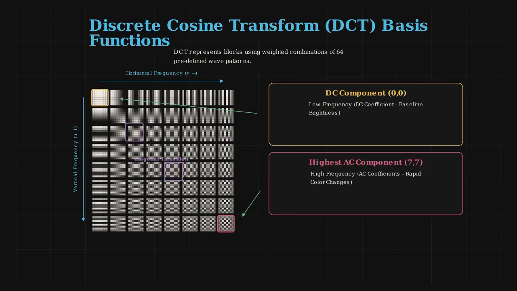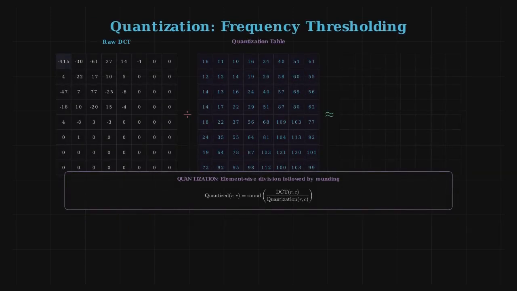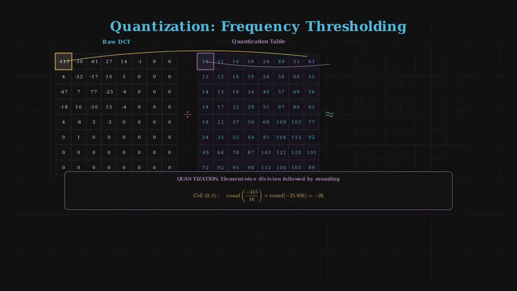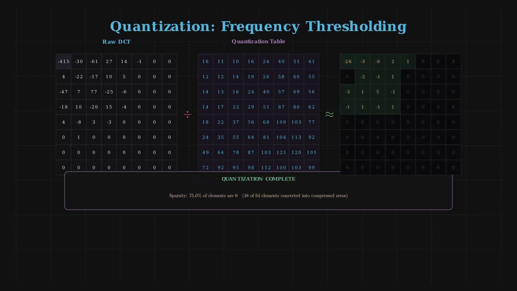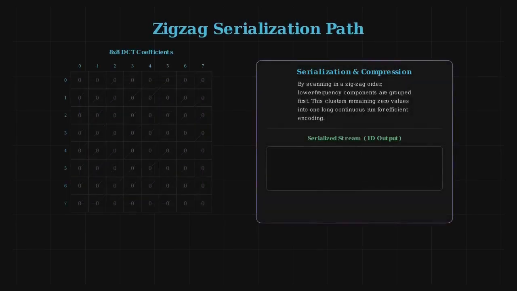Next comes quantization, where the actual compression occurs. JPEG divides each frequency coefficient by a corresponding value in a quantization matrix and rounds to the nearest integer. Because human eyes ignore high-frequency noise, these high-frequency coefficients are divided by large numbers, rounding them straight to zero. Now, we have a matrix sparse with zeros.